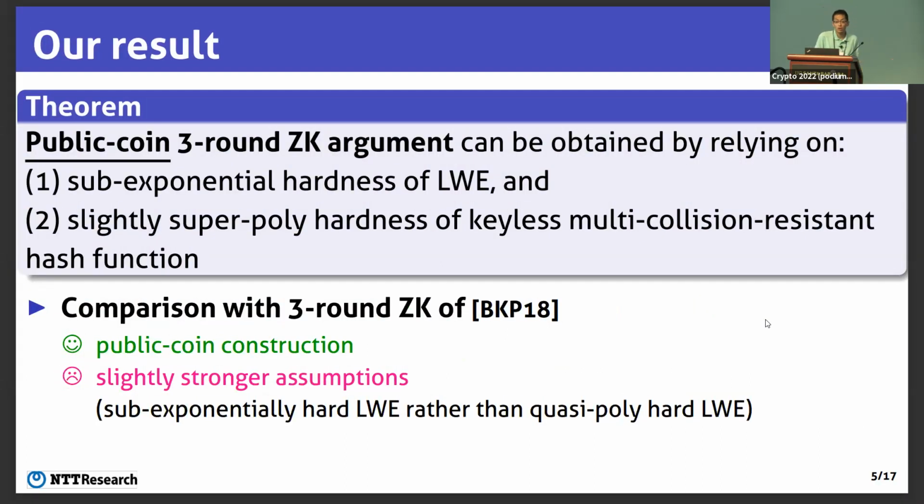Finally, compared with the 3-round zero knowledge of Bitansky et al., our protocol is public-coin, but it is based on a slightly stronger assumption. In particular, it relies on sub-exponentially hard LWE, whereas the private-coin construction of Bitansky et al. relies on the quasi-polynomial hardness of LWE. So this difference in assumptions does not seem very significant, but still it is an interesting question to close this gap between public-coin 3-round zero knowledge and the private-coin one.